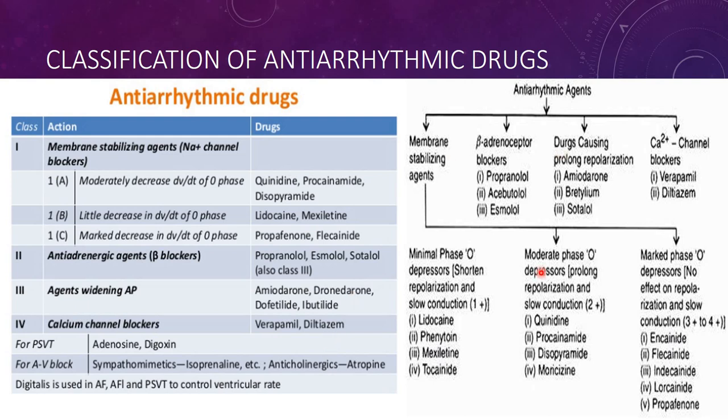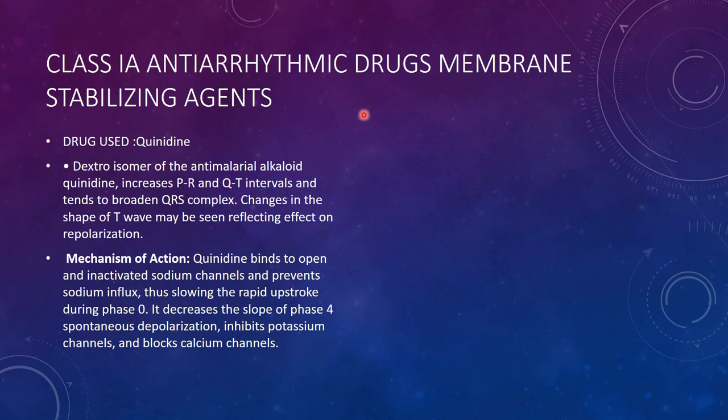Here is also the antiarrhythmic classification given in a tabular form. You can write it in this way as well. Now here, with each class of drug, I have given the mechanism of action. So class 1A, that is antiarrhythmic drugs that act as membrane stabilizing agents. An example of a drug is quinidine.